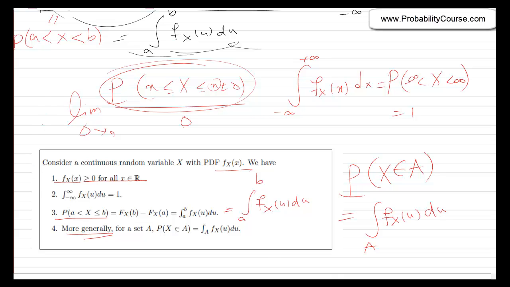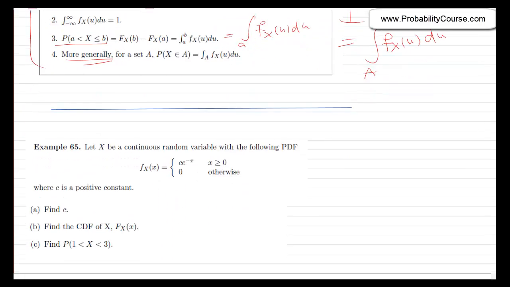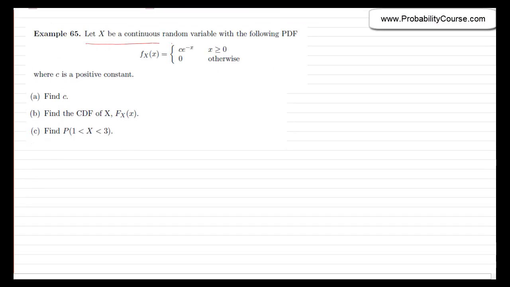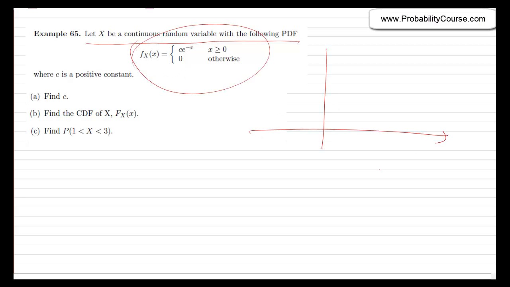Okay, so I have provided a lot of formulas. So let's look at an example to make sure that we can practice with these formulas, and we can use the PDF to find probabilities. Here's an example. Let x be a continuous random variable with the following probability density function. So the PDF is given. If you want to plot it, fx of x.